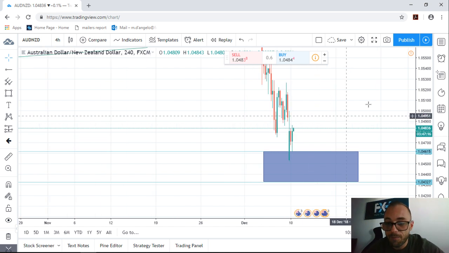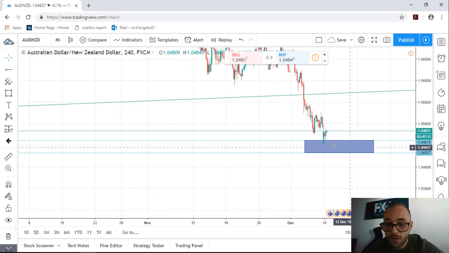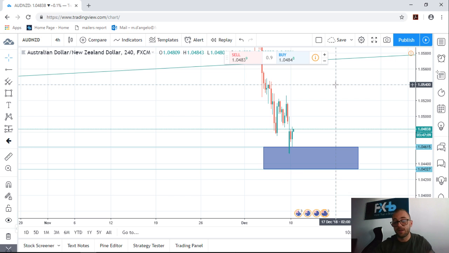Nonetheless, this was a perfect 4-hour demand zone. So whoever came up with that signal, probably Mr. Steven Spector, the analyst from FXB Trading, congratulations on that. That's a spot on trade.